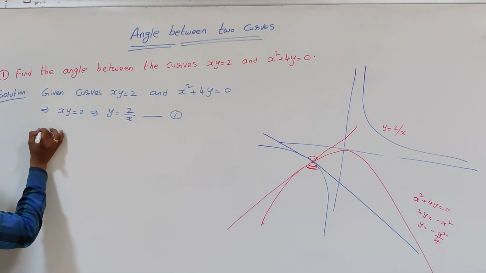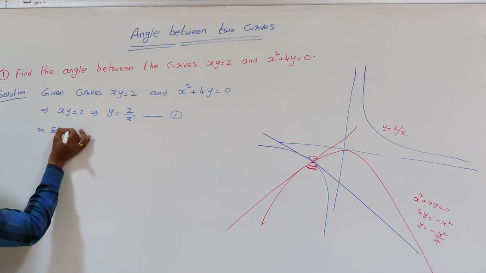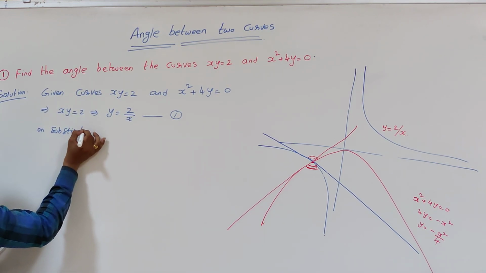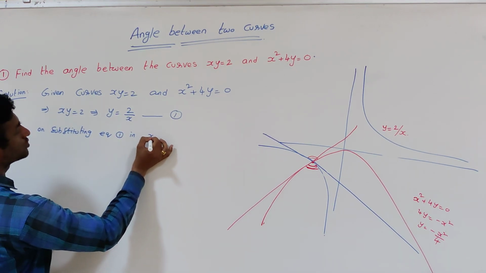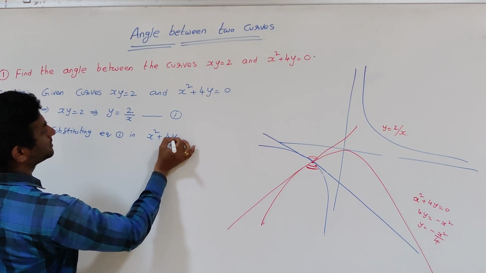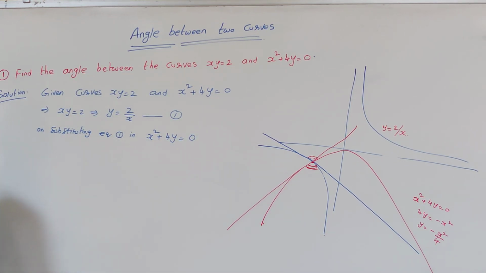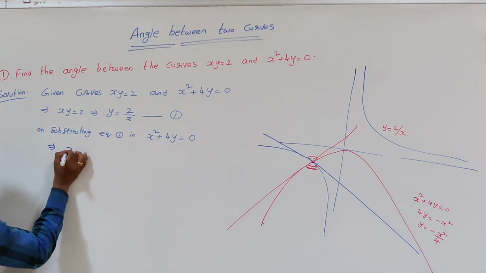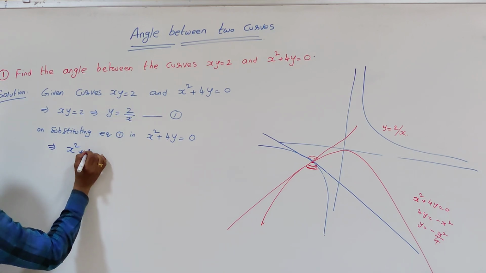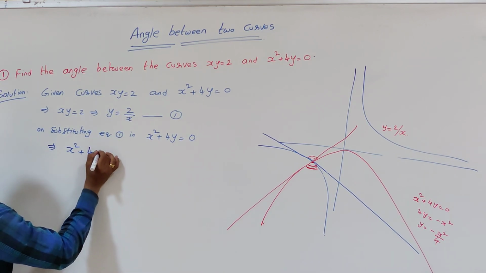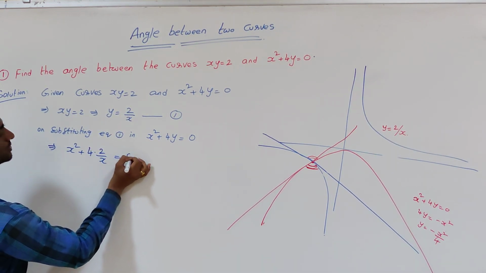So on substituting equation 1 in x square plus 4y is equal to 0. So x square plus 4y is equal to 0 means x square plus, in the place of y we can substitute 2 by x. So 4 times of y, which is 2 by x, is equal to 0.